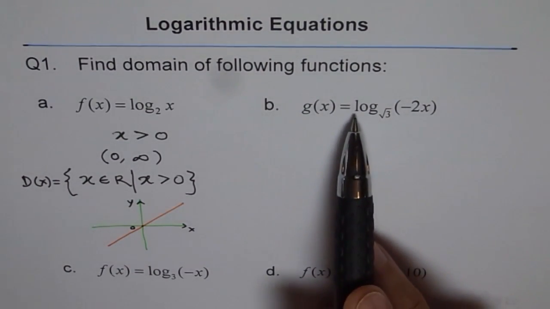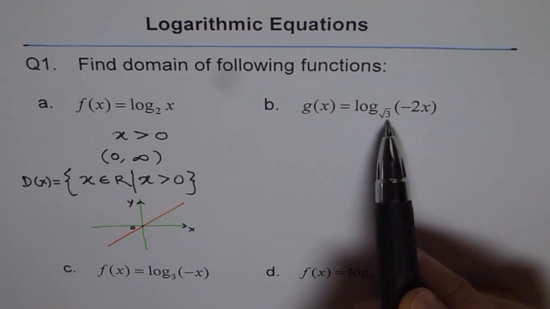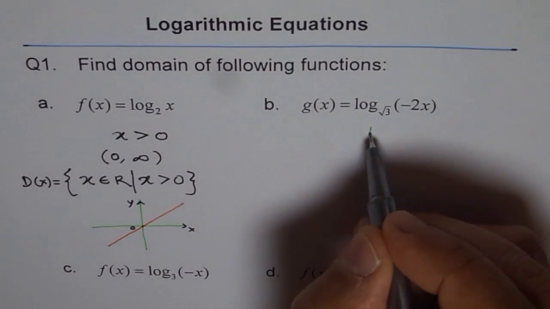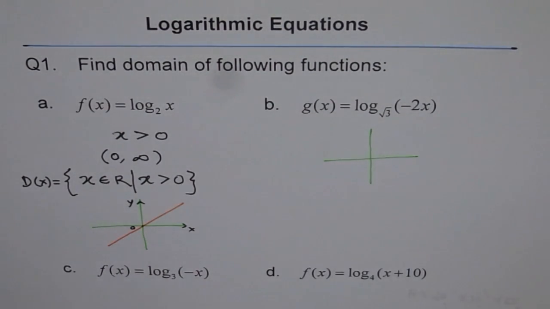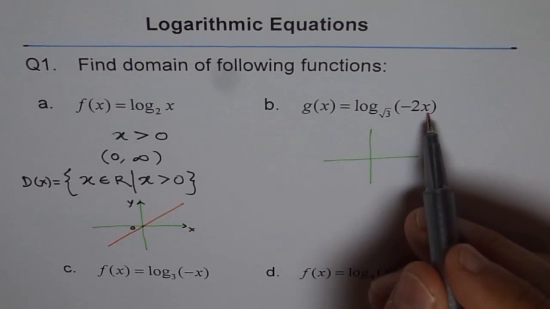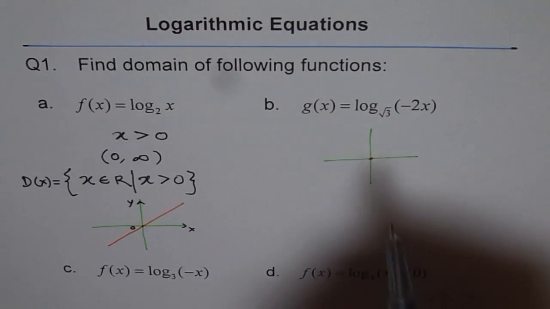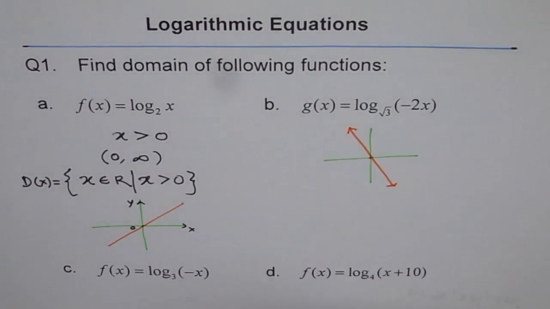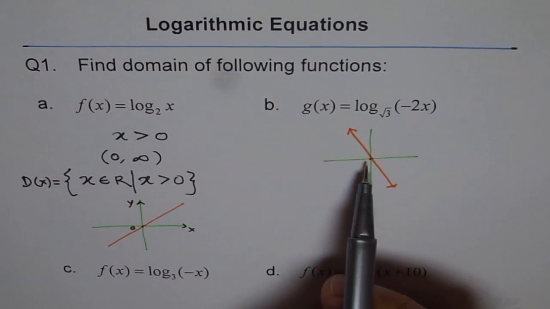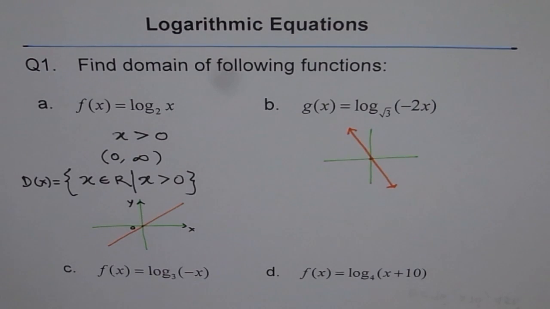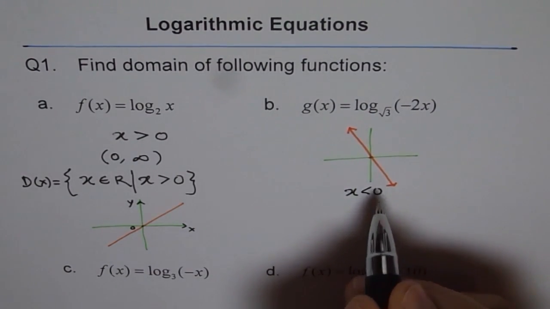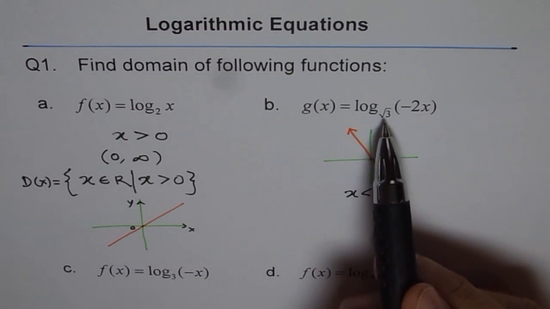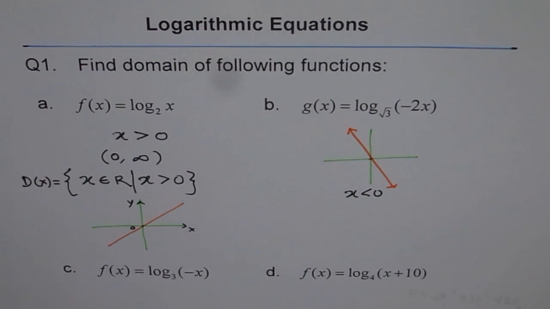G of x equals log to the base square root of 3, and the argument is minus 2x. This time, first let me sketch minus 2x, so that gives me an idea of how that function looks. Minus 2x means the x and y intercepts are zero, at the origin, and the slope is minus 2. So it's a line going like this. If you see, this line is positive only on the left side of the origin. So x should be less than 0 for this function to be positive, or the argument of the log will be positive if x is less than 0. So that is the solution.